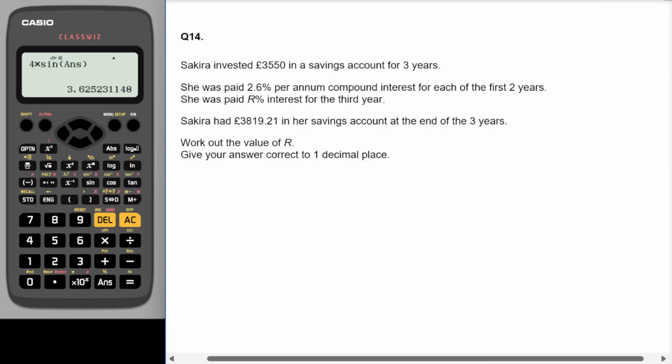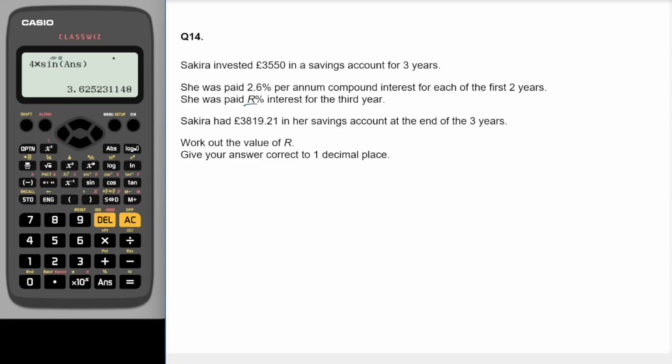Okay, question 14. Sakira invests £3,550 in a savings account for 3 years. She was paid 2.6% per annum compound interest for the first 2 years. She was paid R% interest for the third year. Sakira has £3,819.21 in her savings account at the end of the 3 years. Work out the value of R, giving your answer correct to 1 decimal place.